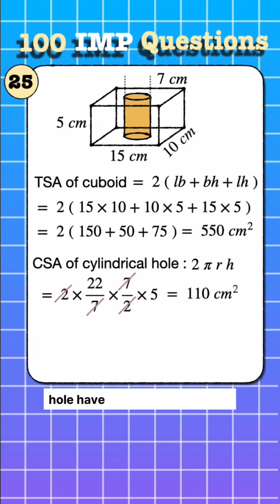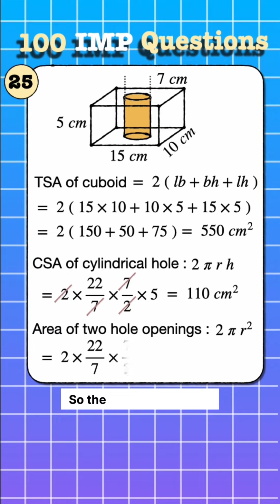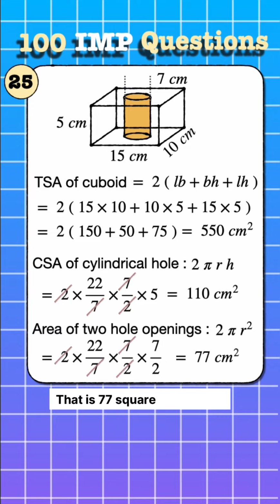Then you can see this drilling of the hole has actually removed the top and bottom areas. Those are circular areas. Let's call them holes, okay? So the area of those hole openings will be 2πr², that is 77 square centimeter.